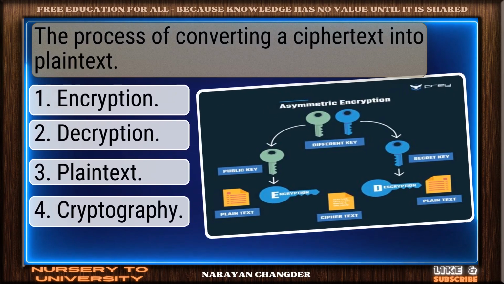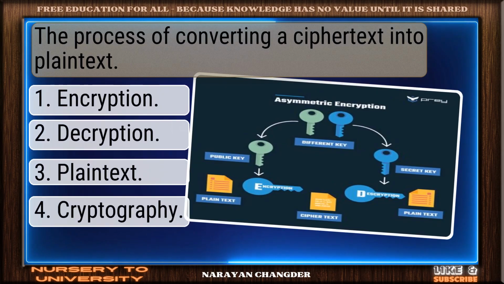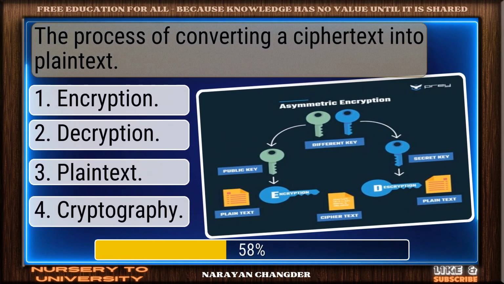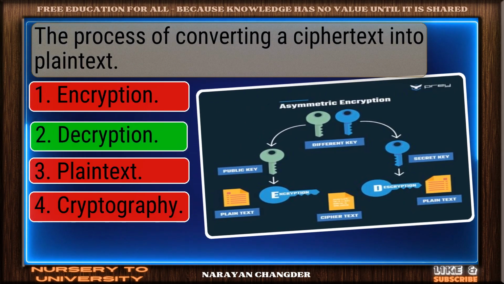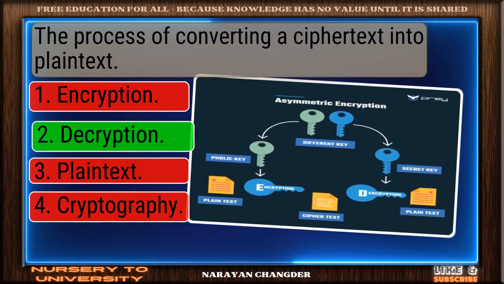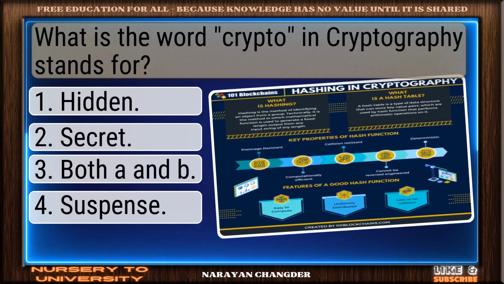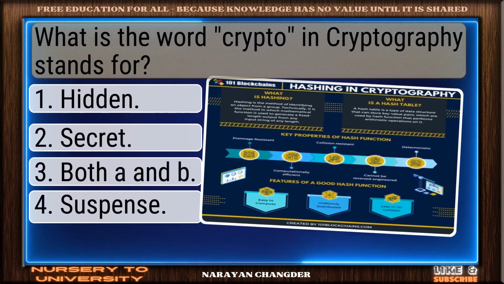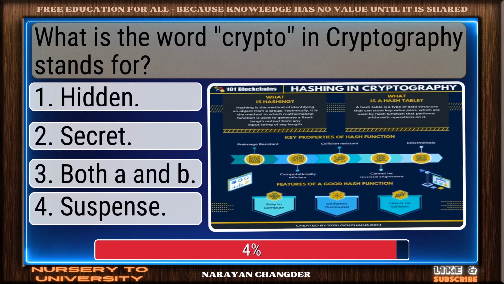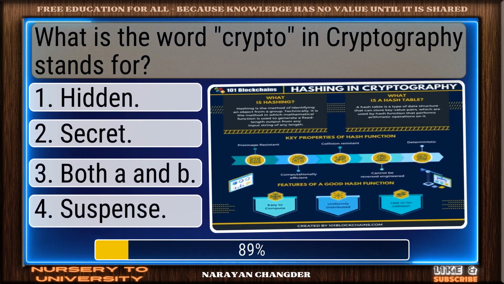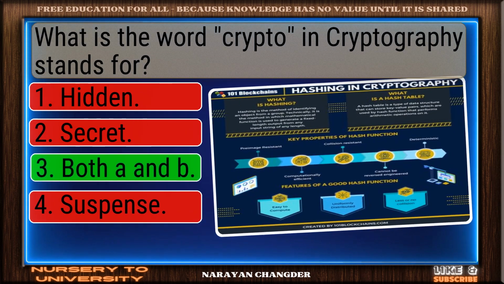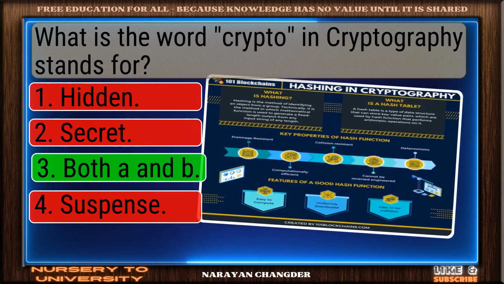Question number 42. The process of converting a ciphertext into plain text. You're right. Decryption is the correct answer. Question number 43. What is the word crypto in cryptography stands for? Excellent choice. Both A and B is the right answer.